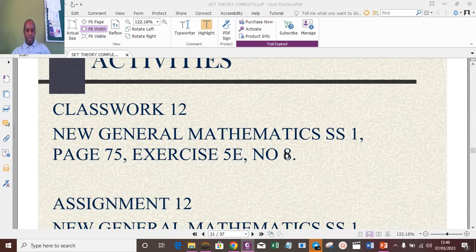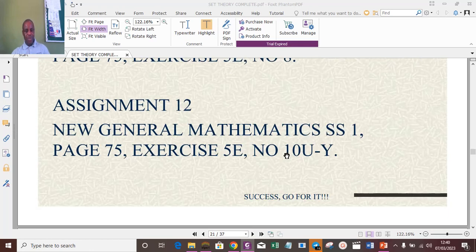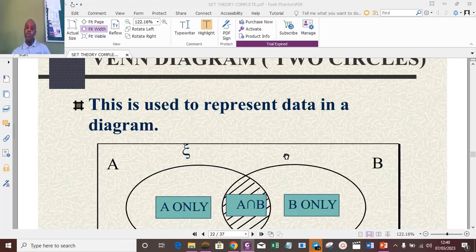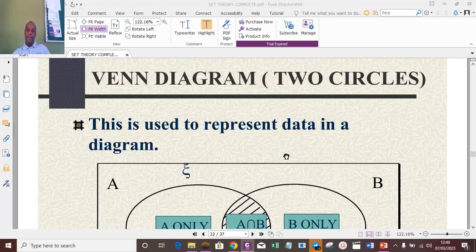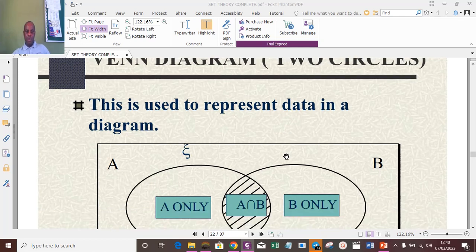Now then the class was given to us. Then let's go to today's topic, Venn diagram. There are 2 types of Venn diagram. We have one of 2 circles, then the other one of 3 circles. The one for 2 circles is what we consider first today.